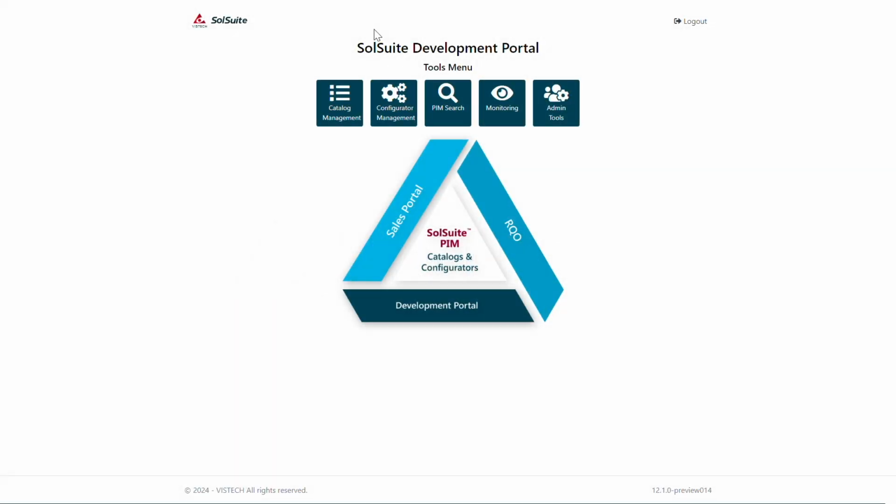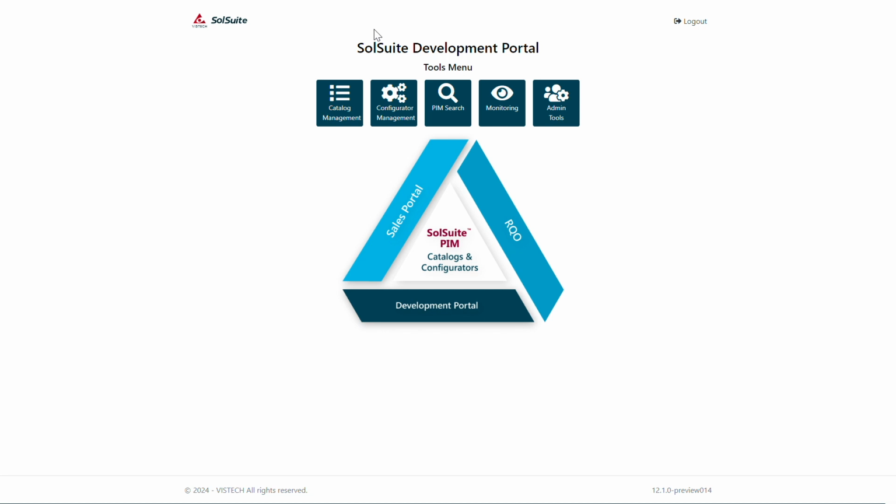The Development Portal is the foundation of SolSuite's Product Information Management, PIM, and Configure Price Quote, CPQ, software. Here you can define catalog and configured product families. That definition and data are stored in the PIM database for use in CPQ processing and sales portal e-commerce websites.